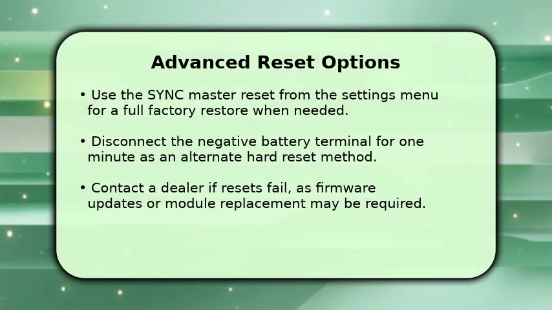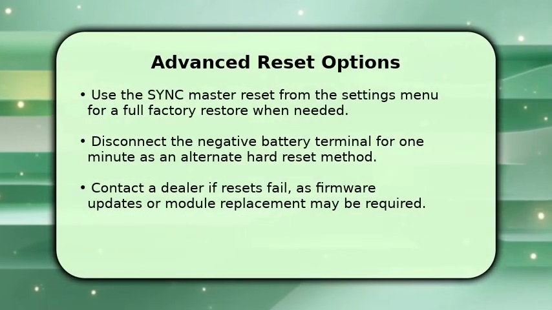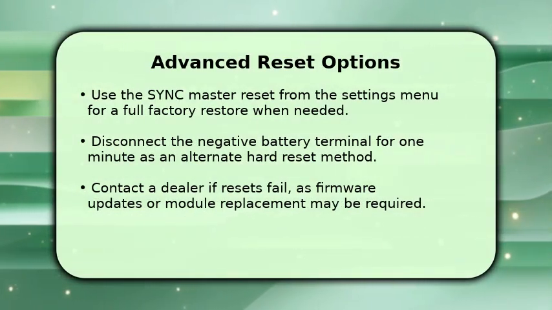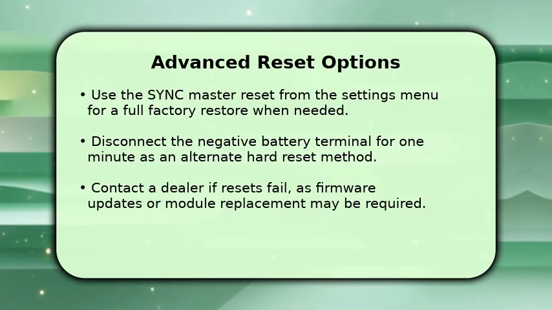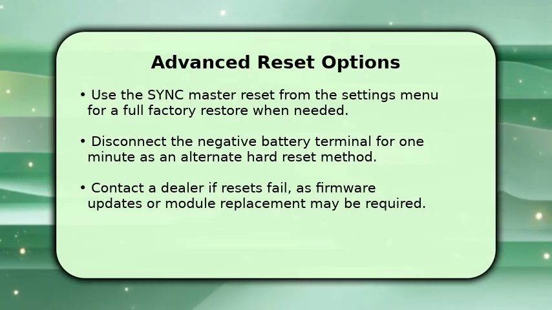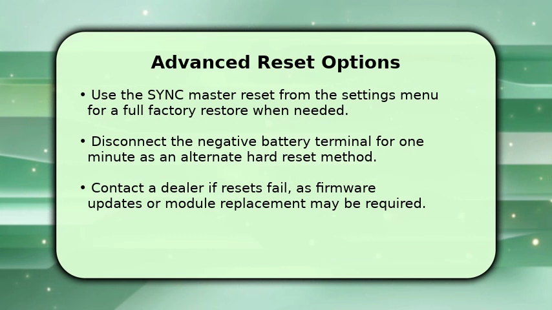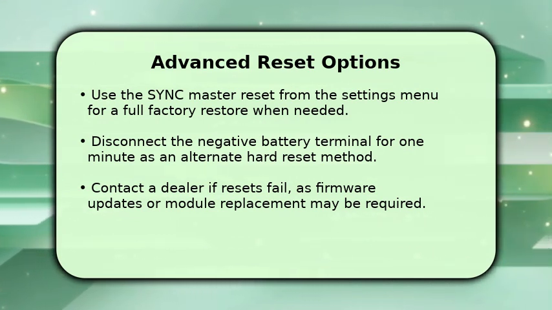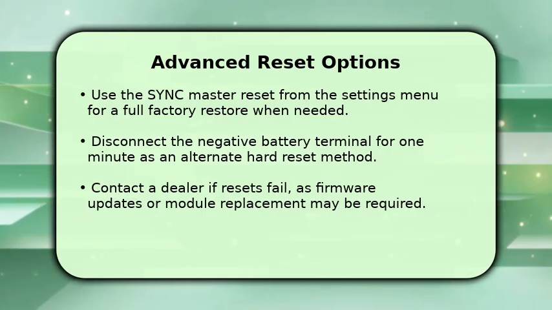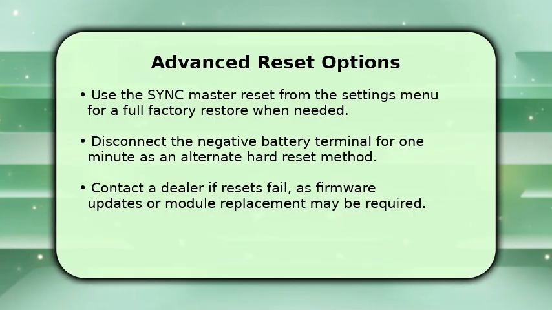If a reboot does not help, try the Sync Master Reset in the system settings to restore factory defaults, which can fix persistent software issues. As an alternative, disconnect the negative battery terminal for about a minute to force a complete power cycle of vehicle modules. If problems persist after these steps, schedule a service visit since the issue could be corrupted firmware or a failing screen that needs professional attention.